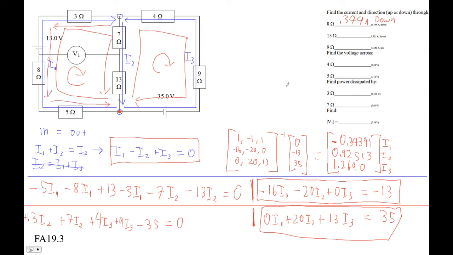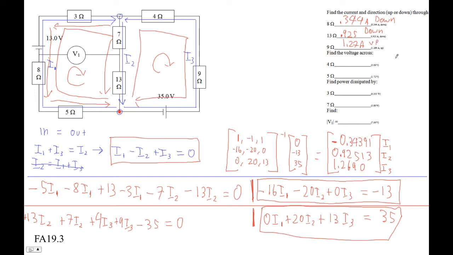Okay, and then I2, the 13 ohm has I2 going through it, right? We guessed down, we got a positive number, so it really is going down. Okay, so that's 0.925 down. And then the 9 ohm, we guessed that was going up, we got a positive number, and so it is 1.269, right, or 1.27. We guessed that it would go up, and we were right.